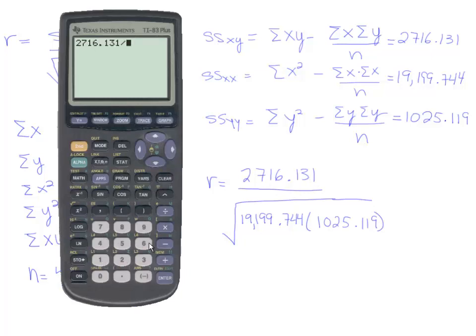Okay, so let's go ahead and do 2,716.131 divided by, now for the square root, I'm just going to hit the second key and then the square root. And then I'm going to type in what I see below. It's 19199.744 times 1025.119. And then I just need to close up my parenthesis and press enter, and we get the decimal answer 0.612.